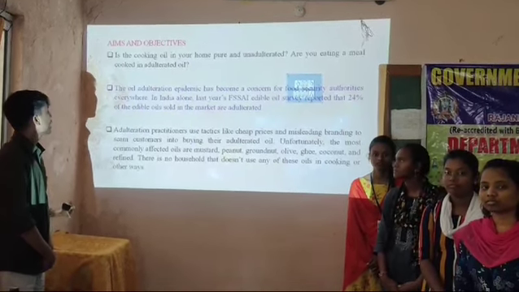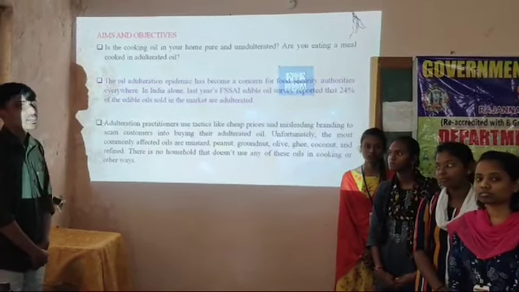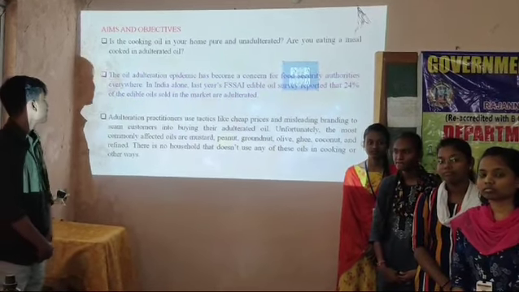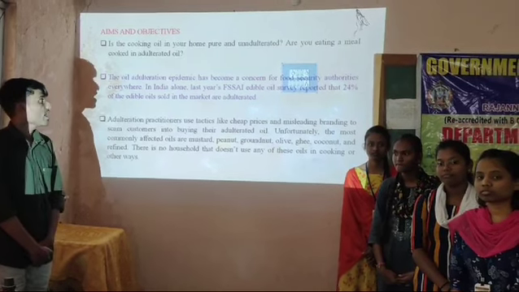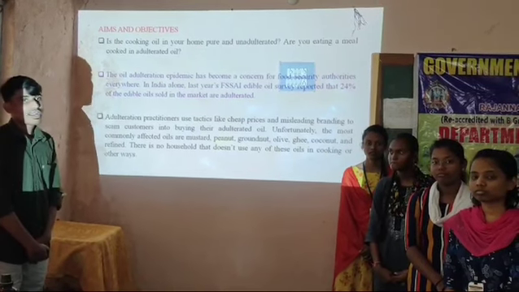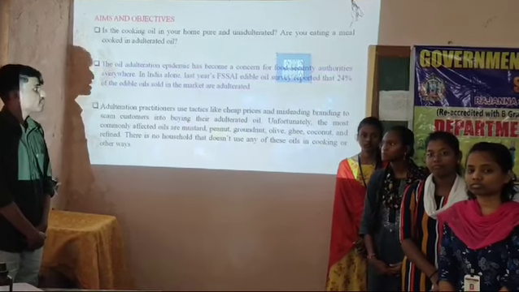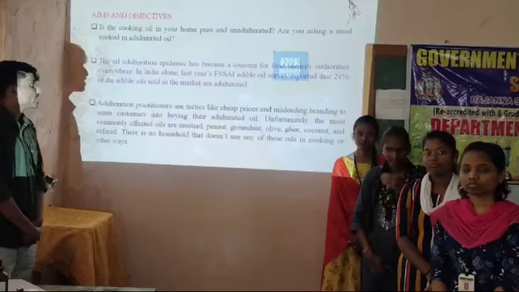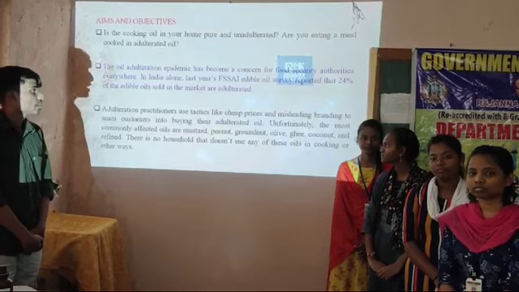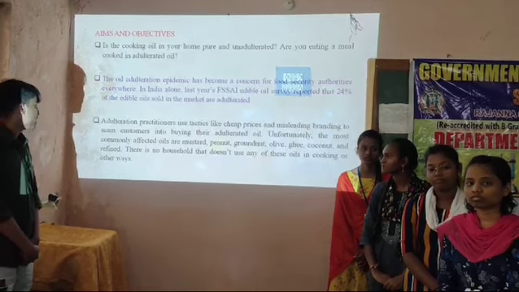Aims and objectives. Is the cooking oil in your home pure and unadulterated? Are you eating meat cooked in adulterated oil? The oil adulteration epidemic has become a concern for food security authorities everywhere in India. Last year alone, the FSSAI edible oil survey reported that 24% of edible oil sold in the market is adulterated. Adulteration practitioners use tactics like cheap prices and misleading branding to scam customers into buying their adulterated oil. Unfortunately, the most commonly affected oils are mustard, peanut, groundnut oil, ghee and coconut. There is no household that does not use any of these oils in cooking or otherwise.